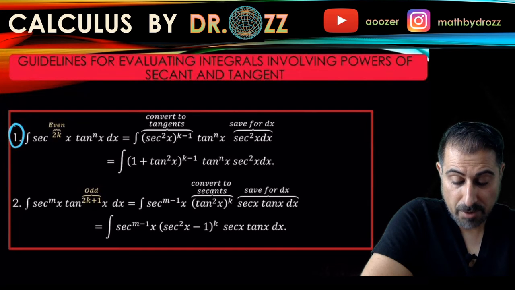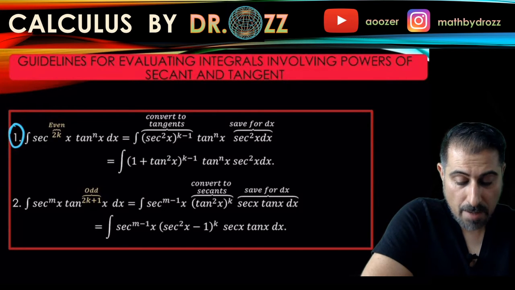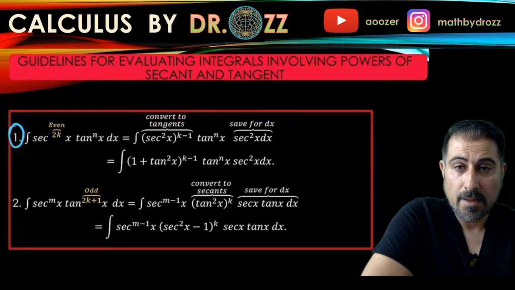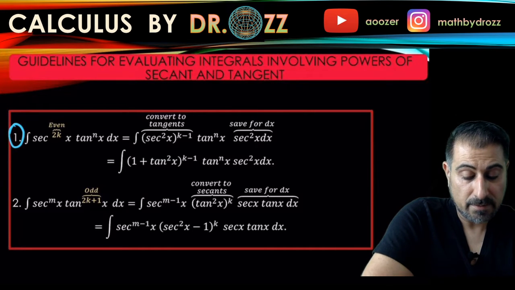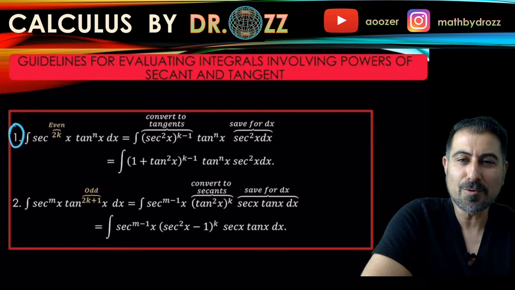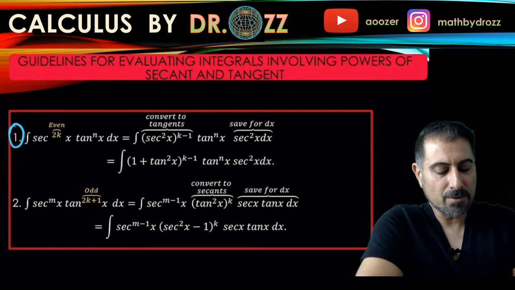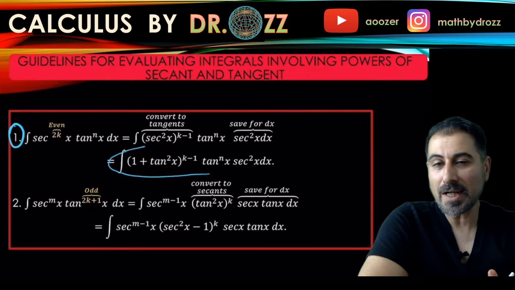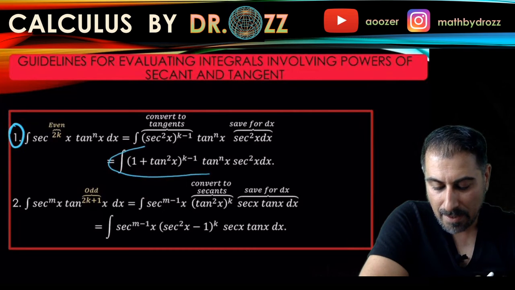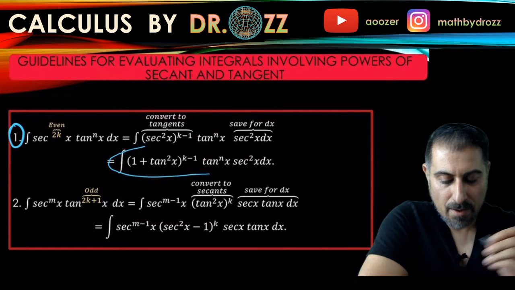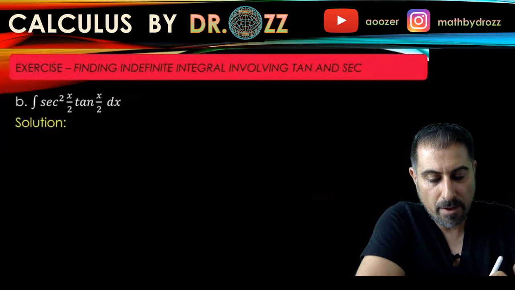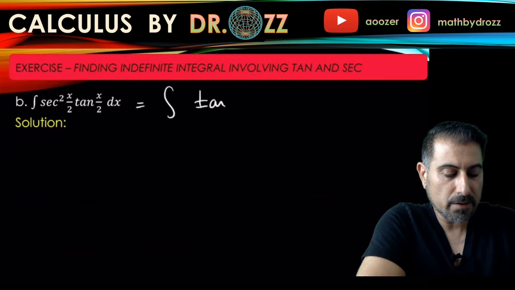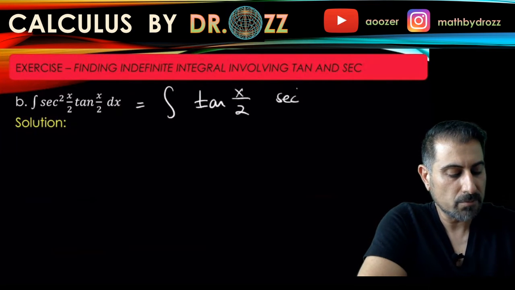Yeah, so what I'm going to do here is that I'm going to save the secant squared part for dx. And then I'm going to have only tan. So it's still a simple u substitution problem. I don't even need to apply the Pythagorean theorem, replacing secant squared x by 1 plus tan squared x. I don't need to do that, and you will see why. I'm going to call u to be tan x over 2 right off. So essentially tan x over 2 and secant squared x over 2 dx is right here, right?